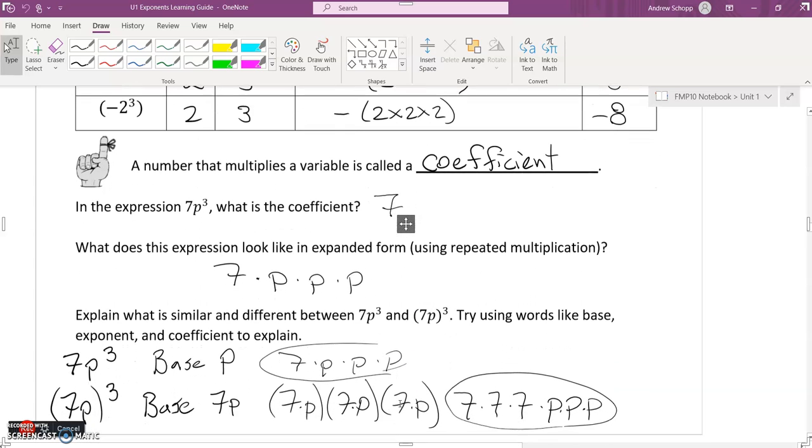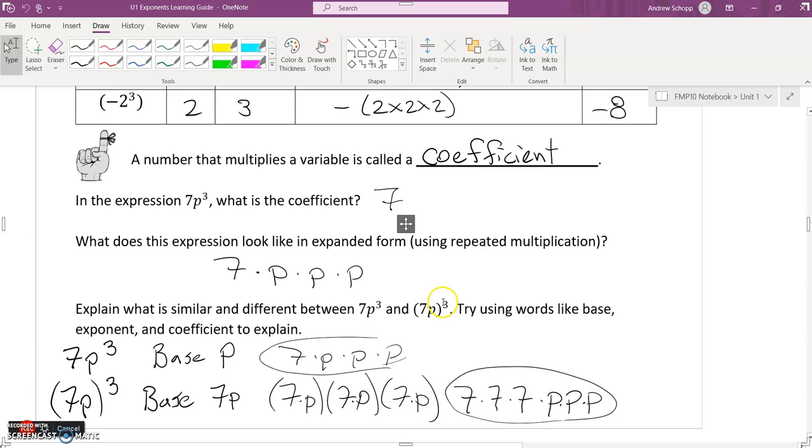And if we were to compare that to (7p) cubed, we can see that here 7p is inside brackets. So all of that is being cubed, which gives us 7p times 7p times 7p. So common pieces, or similar pieces, they both do have a coefficient of 7 in there somewhere. They both have an exponent of 3, but the base is different. The base for 7p cubed is just p, and the base for this (7p) all to the power of 3 is 7p.